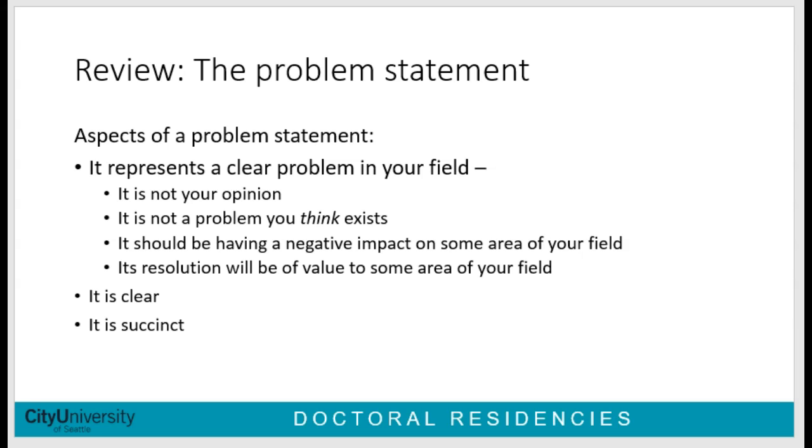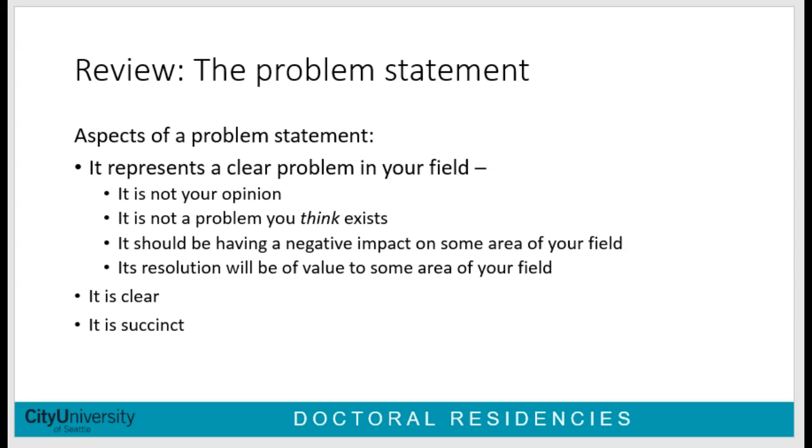The problem statement needs to be a clear problem in your field, whether that's organizational leadership, educational leadership, or business administration. There needs to be a clear problem that you're finding in the field. And it's important to understand that the problem statement is not your opinion. It's not a problem you think exists. It's not a problem that you've seen once or twice but doesn't happen regularly. It should be having a negative effect in your field for more people than just yourself. And the resolution of the problem should be valuable to some area of your field.